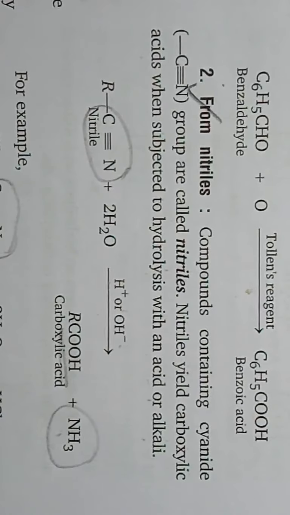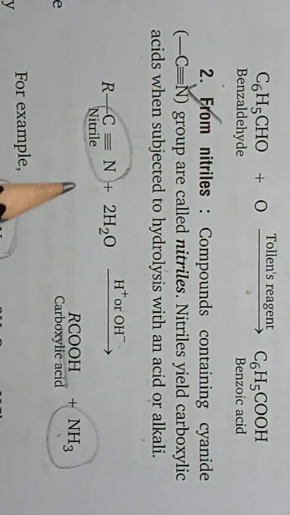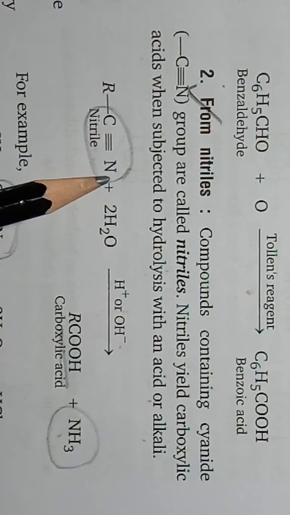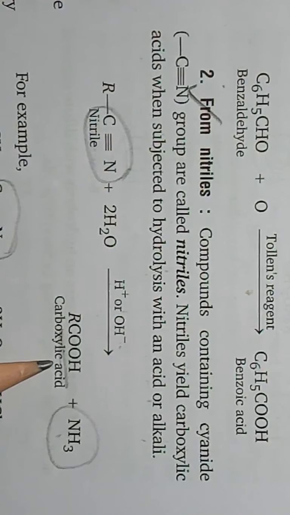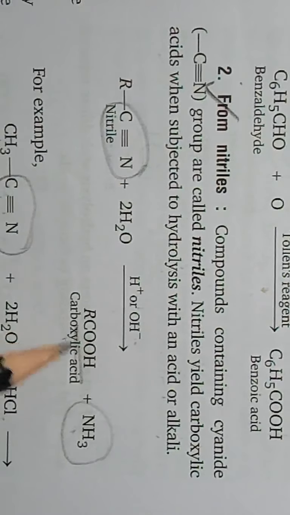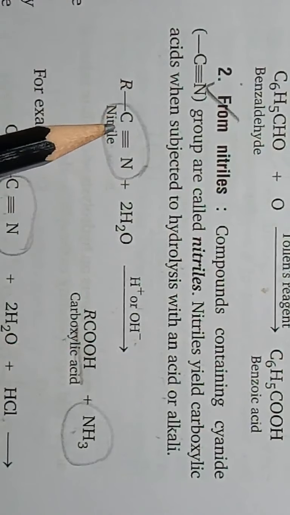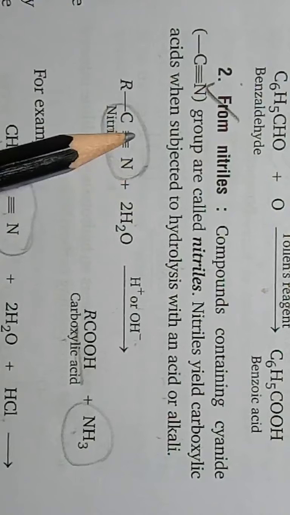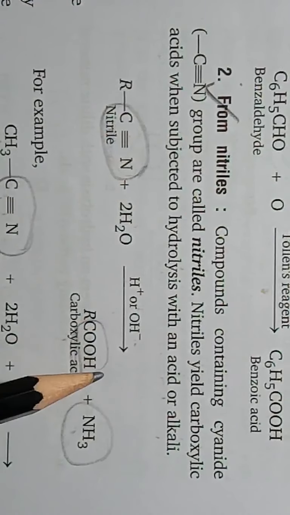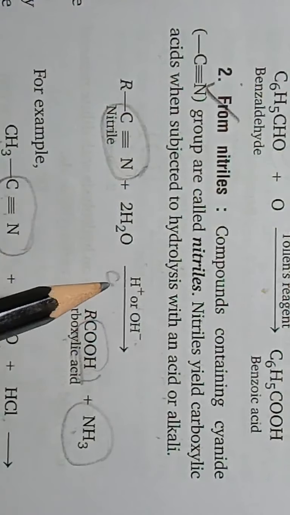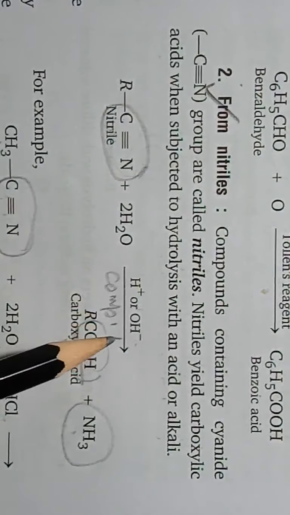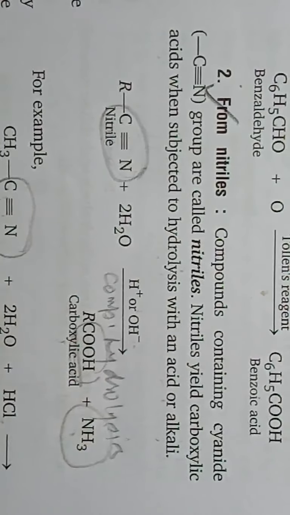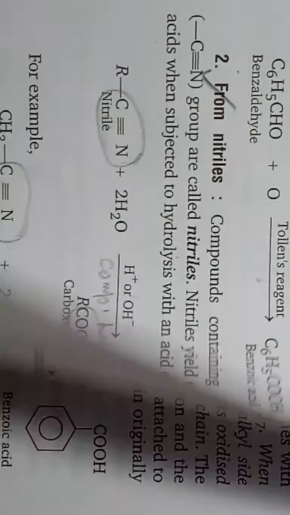Okay students, complete hydrolysis. If we do partial hydrolysis, then this nitrile group will be converted into an amide group. Under complete hydrolysis conditions, this nitrile group will be converted into the acidic group. So you can write here complete hydrolysis. This you can also mention here.